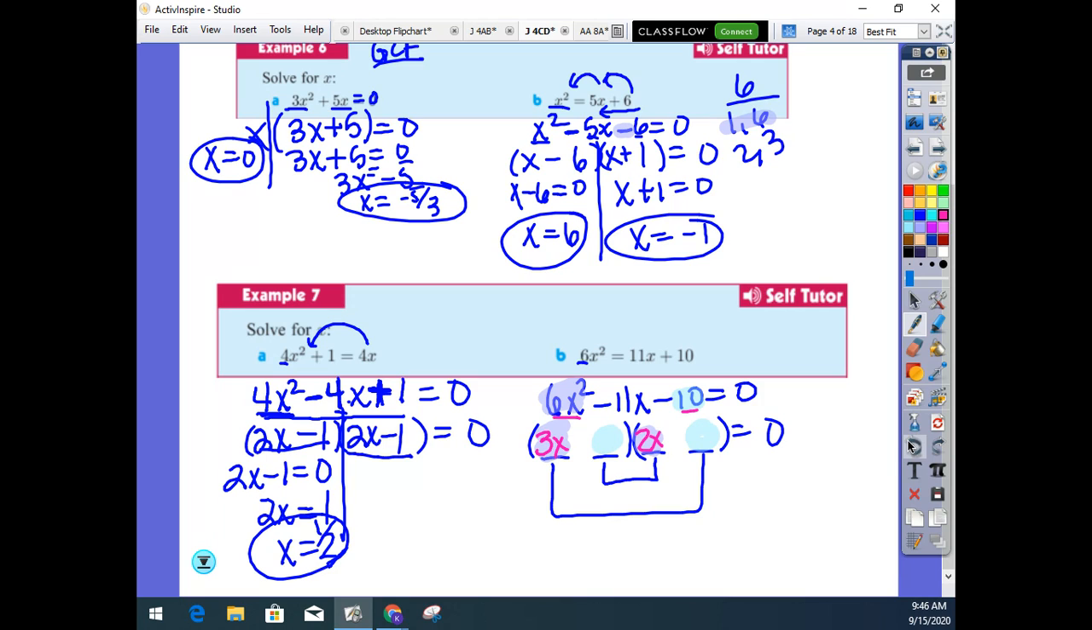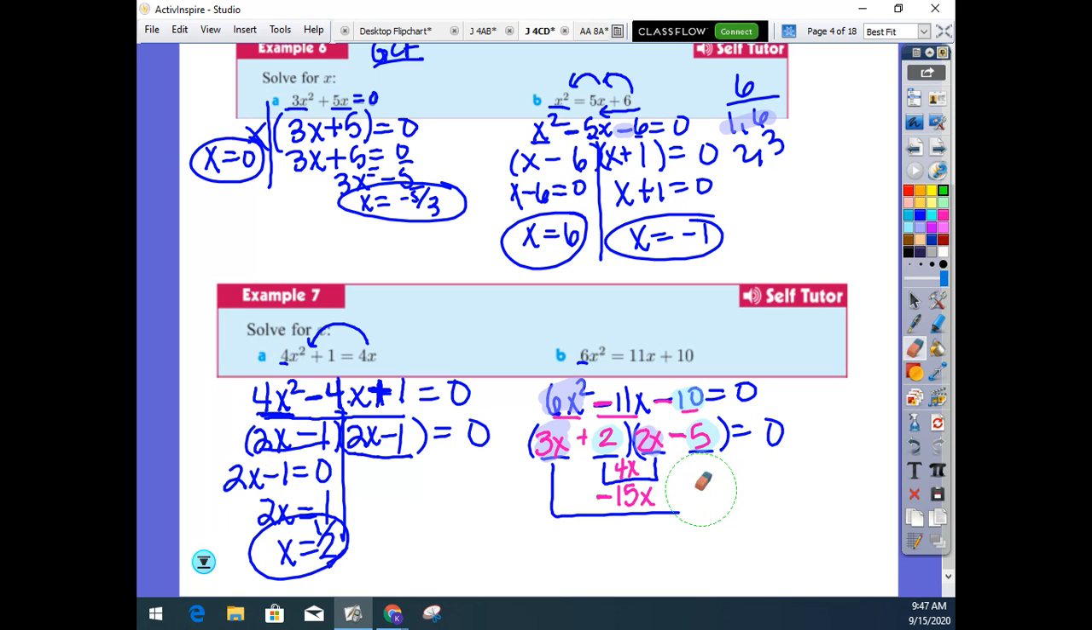I'm going to switch the 5 and the 2. This gives me 4x. This gives me 15x. 4 and 15 do subtract to get 11. To get a negative 11, I need a negative 15, so I put the minus here, and a positive 4 to get my negative 11. So factoring is going to be important. That's why we spent so much time doing that last year.